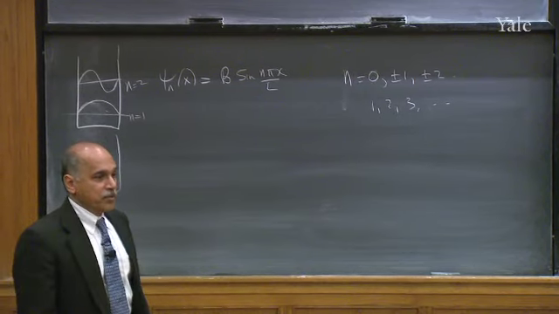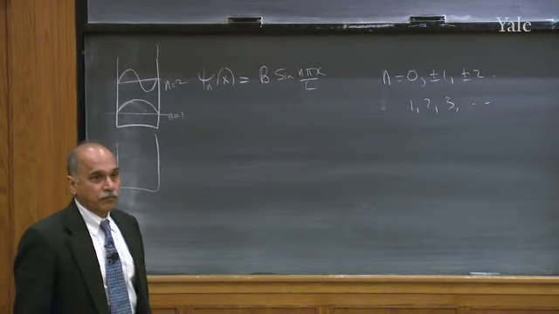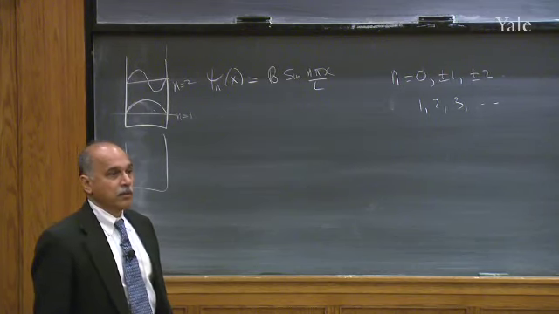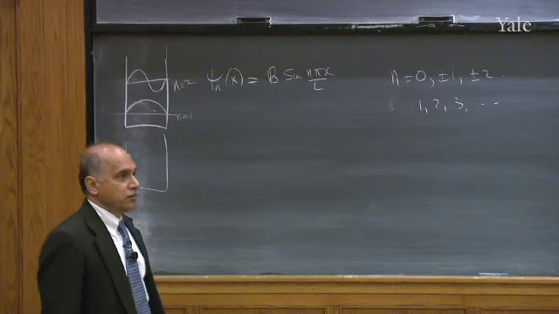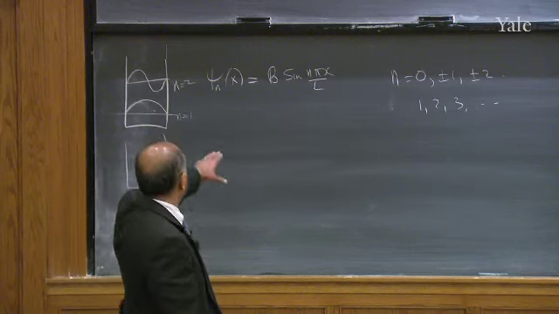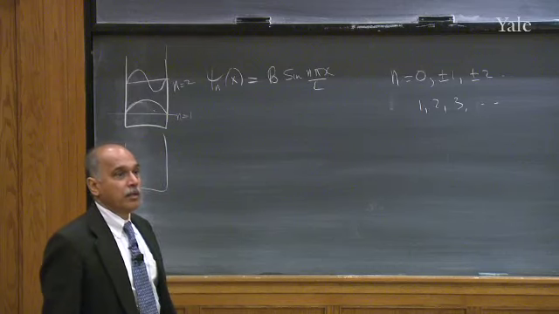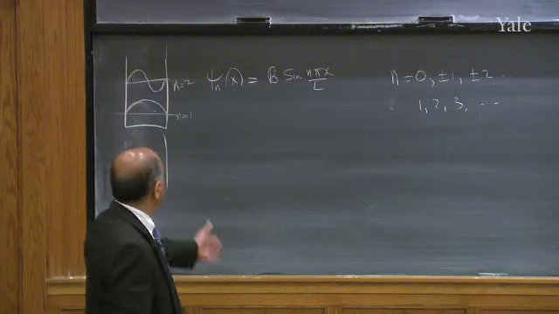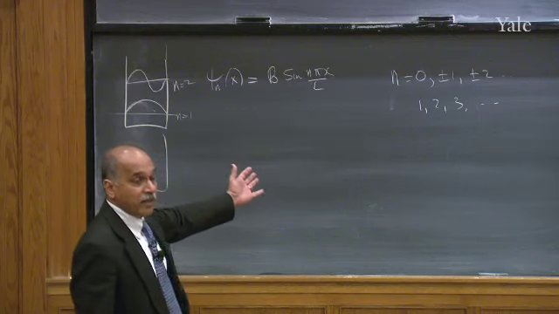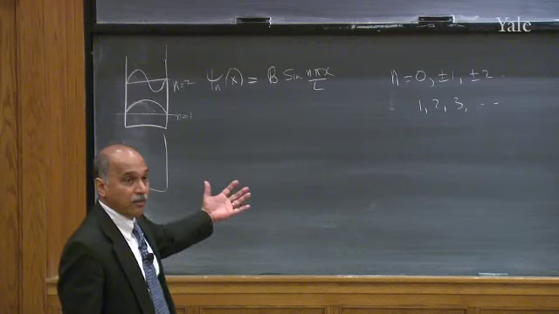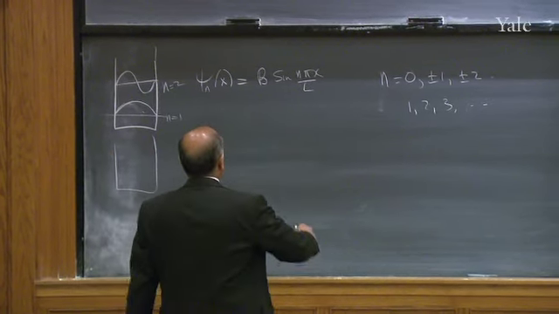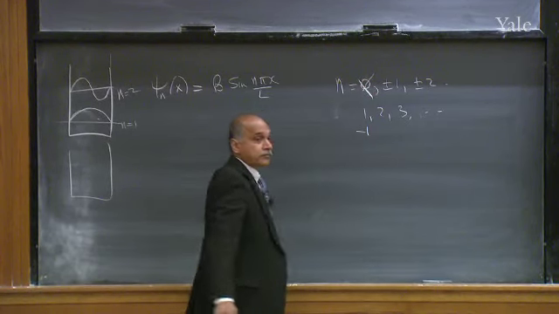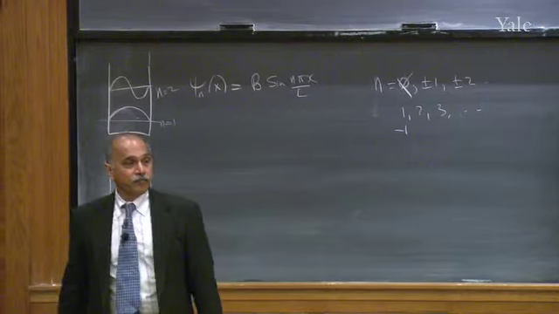What's wrong with n equal to 0? Is that a possible value? Can anybody tell me what happens to this function if n equal to 0? The function identically vanishes, right? Because sine of 0 times pi x over L is identically 0. That's not what you want. You want a non-trivial solution. So we drop this. But how about n equal to minus 1? Why don't I keep that?